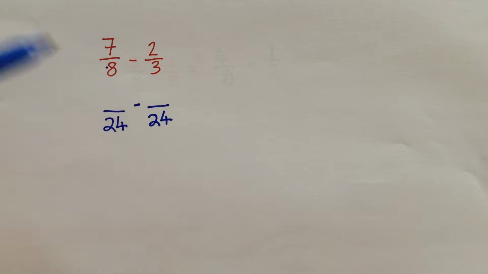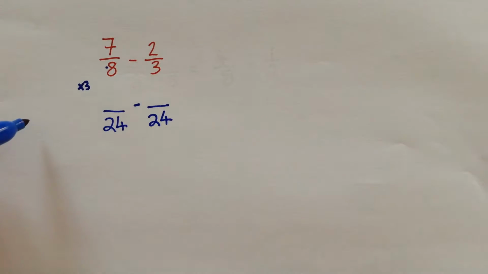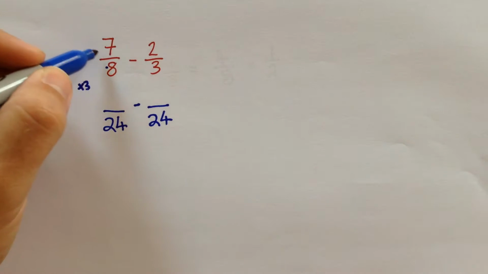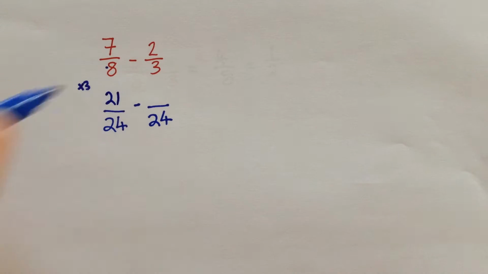Well, what do we do to 8 to change it into 24? We would have to times it by 3. So we also have to do that to the number at the top, the numerator. 7 times 3 is 21.